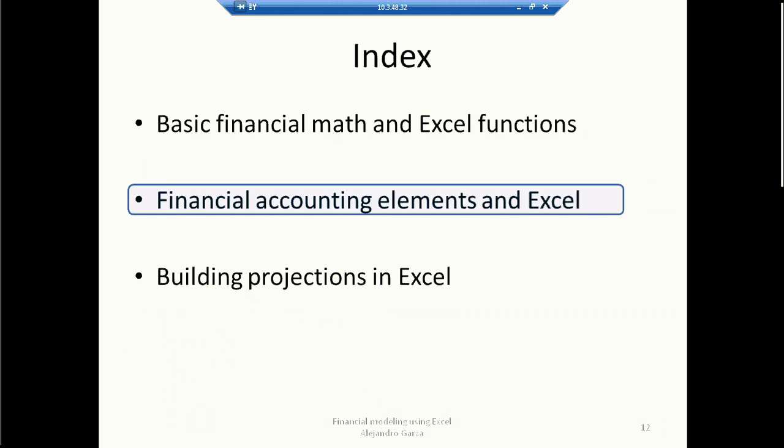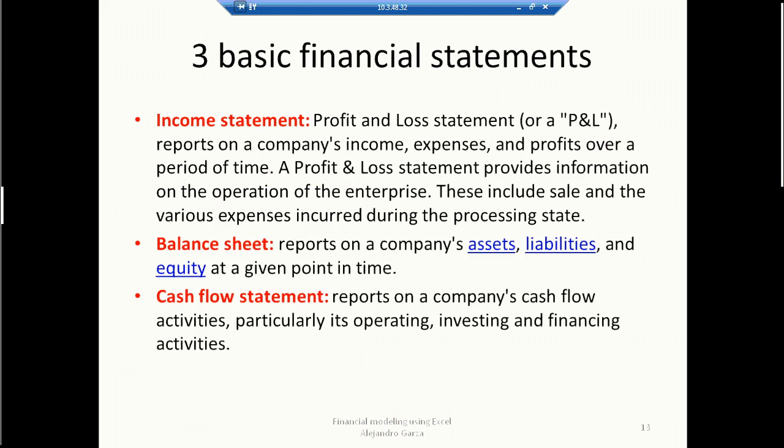The next section is financial accounting elements and how to use them in Excel. So you've already gone through this in the previous sessions with Professor Ross. Have the income statement, the balance sheet, and the cash flow statement. These are the three basic financial statements that we are going to be working with.